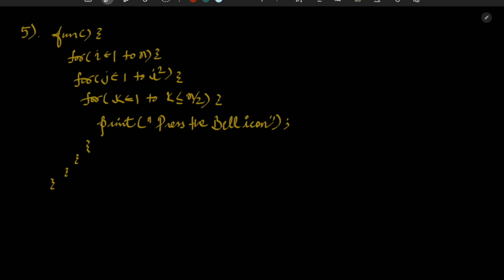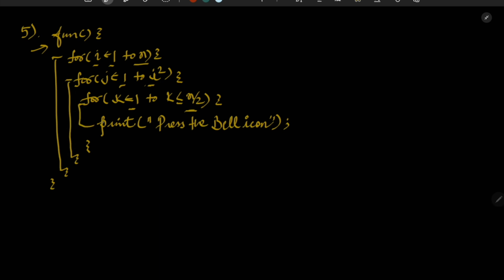Now let's have a look at this question. So what we have here is again a function called fun, and we have 3 loops. The first loop is going to run with i from 1 to n. The other loop is inside this first loop, and this thing is going to be running with j from 1 to i square. And then we have another loop which is inside the second loop, which is going to run for k from 1 till k is less than n by 2. So this is the kind of structure we have.